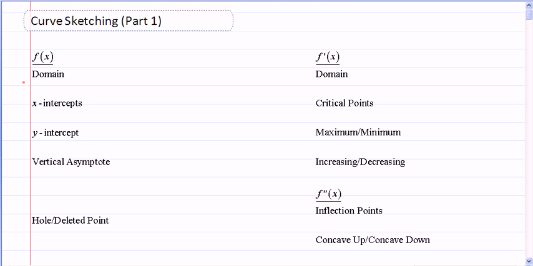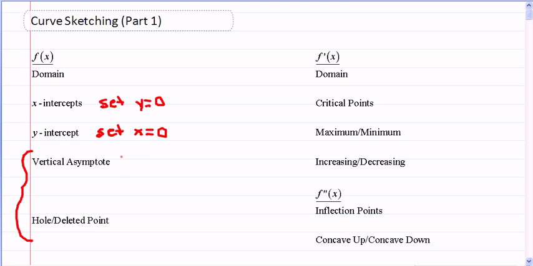you want to look for the domain, the x-intercepts, and the x-intercepts are found by setting y equal to 0. Next you want to find the y-intercept, which is found by setting x equal to 0. And then together you want to look for any vertical asymptotes or holes, also called deleted points.